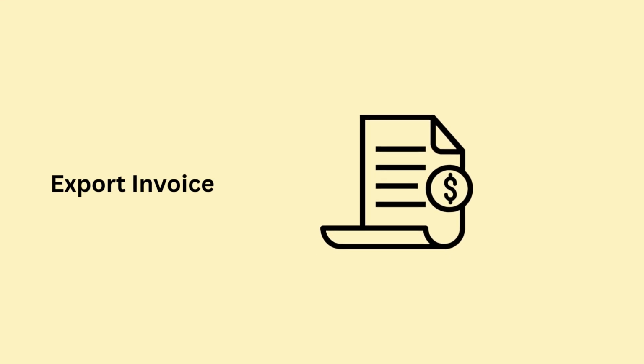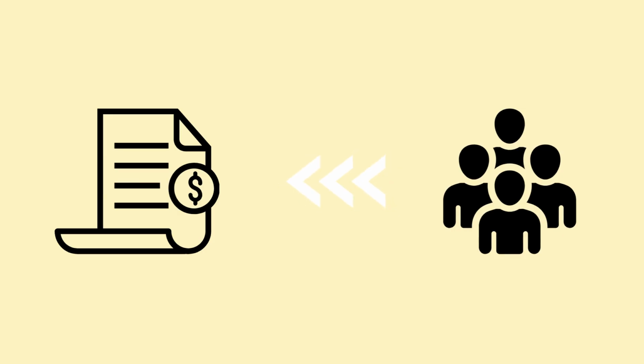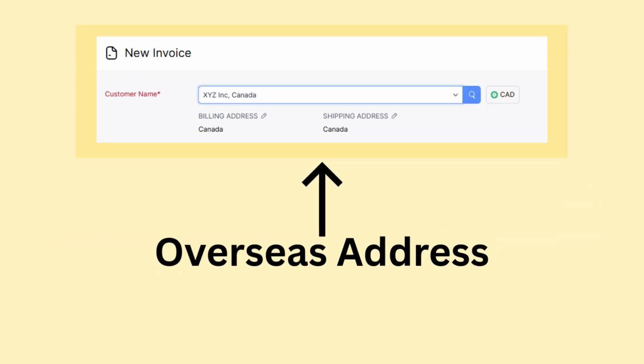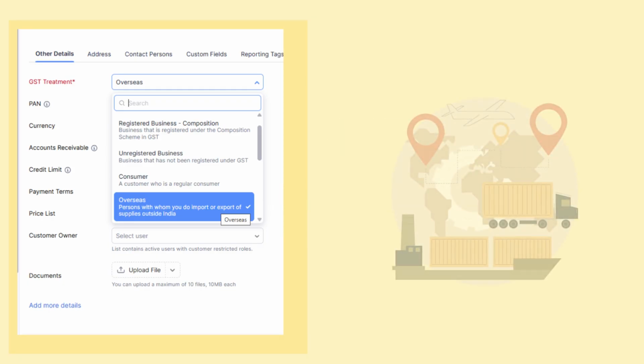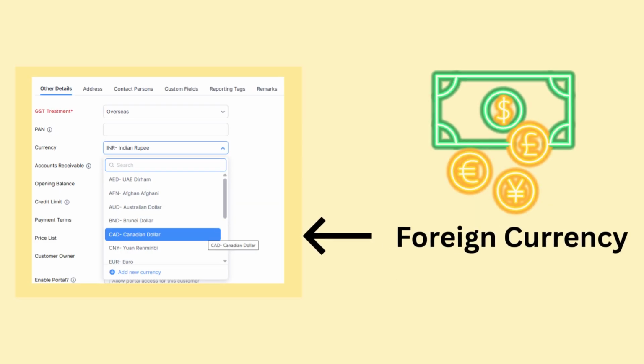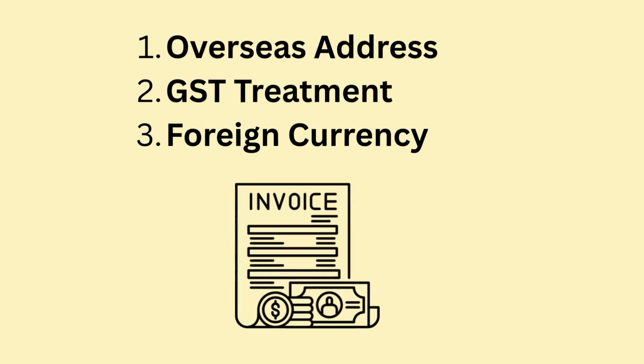Before creating an export invoice, we first need to ensure that the customer is created correctly in the system. The customer should be marked as an overseas customer with the correct foreign address. The GST treatment must be set to overseas so that the system identifies the transaction as an export. It is also important to select the appropriate currency since export invoices are usually raised in foreign currency. Once the customer is set up correctly with these details, we can proceed to create the export invoice.